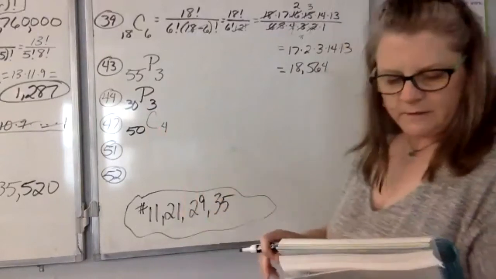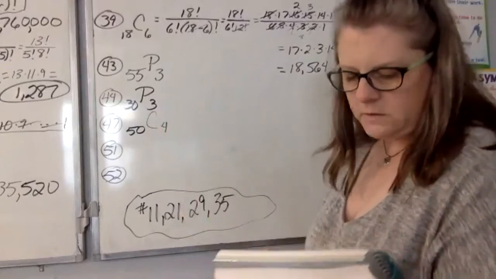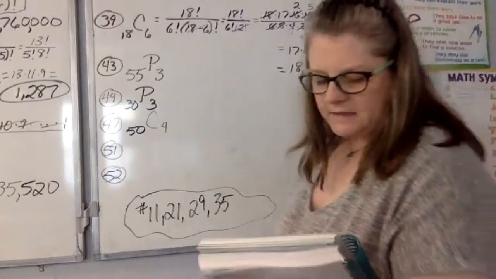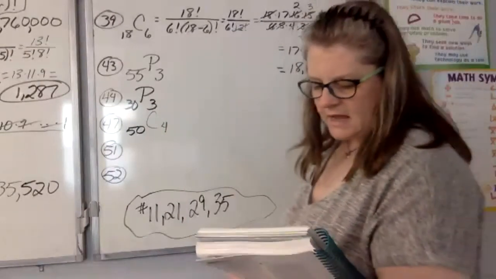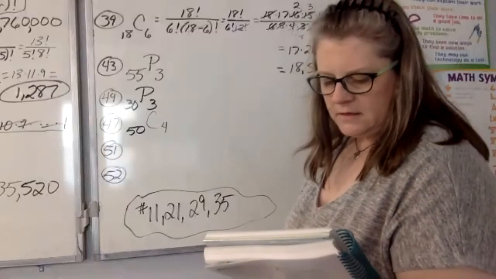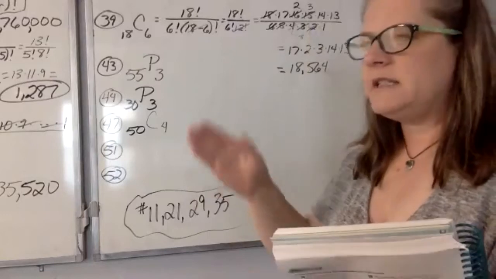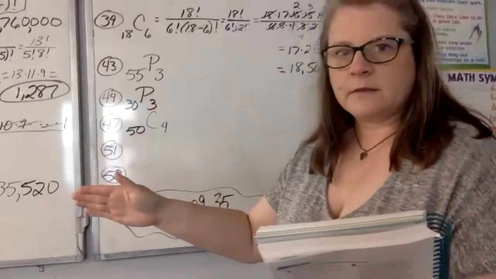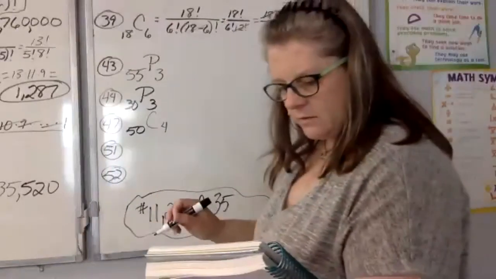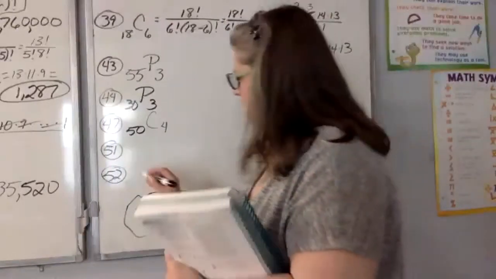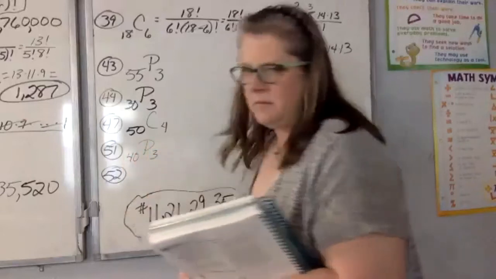Number 51. A director is trying to cast 3 people into different roles: protagonist, antagonist, and understudy. If 40 people tried out for the play, how many different ways could the director fill the roles? Is there a set order for those? Yes, set roles in the play. So permutation or combination? Permutation. So it's 40 permutation 3.